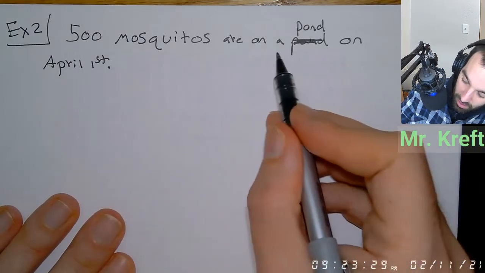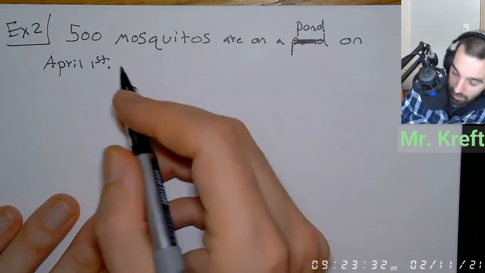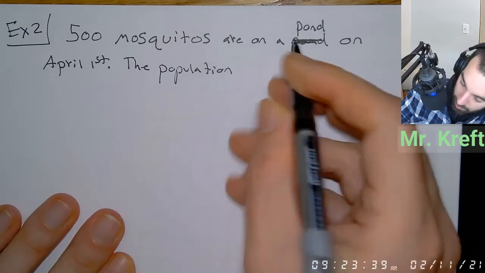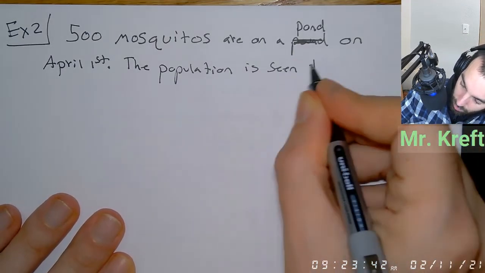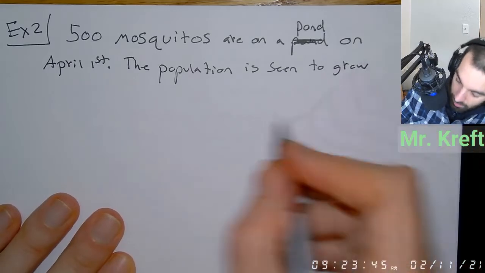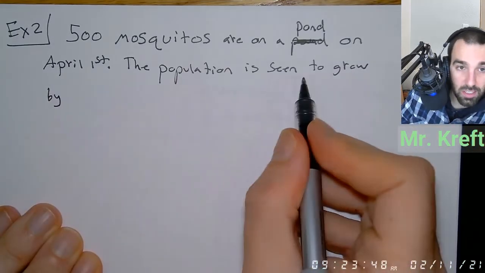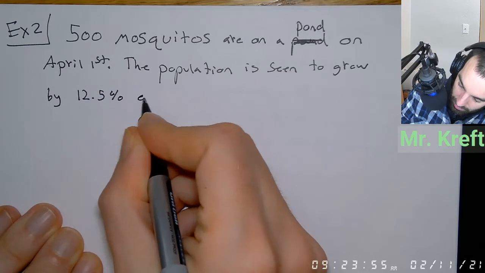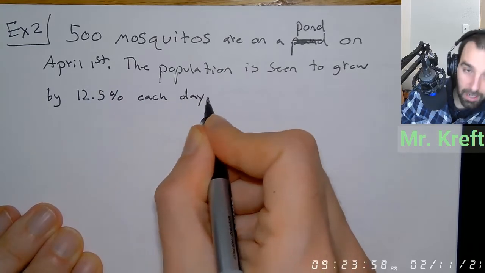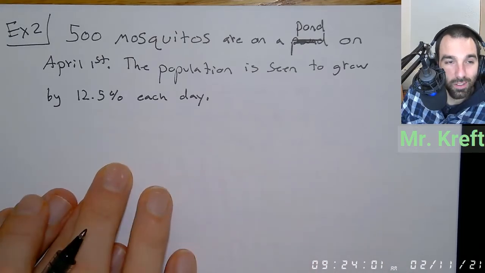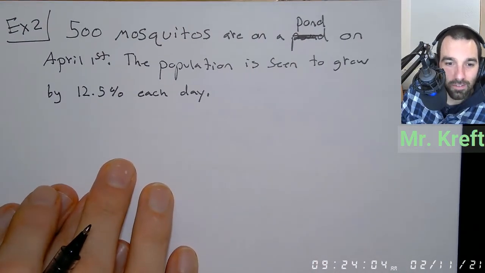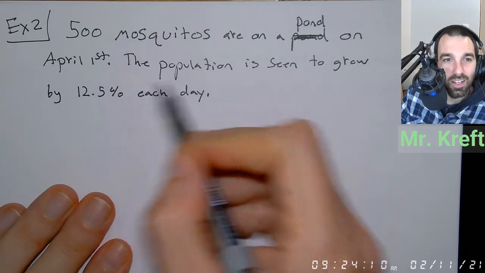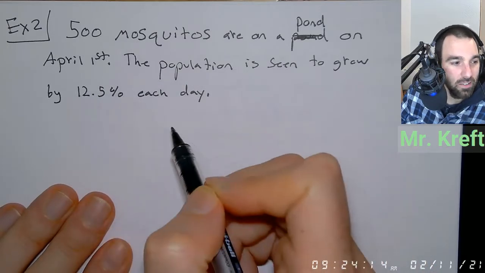So you got 500 mosquitoes on a pond on April 1st. Okay, the population is seen to grow by 12.5% each day. That is scary. That is a lot of blood-sucking mosquitoes. You know, in Australia, they call them mozzies, right? But we're not in Australia, are we? So we got 500 mosquitoes, and they grow by 12.5% each day.